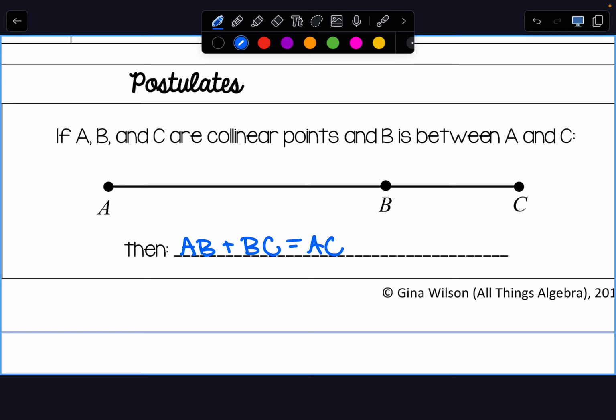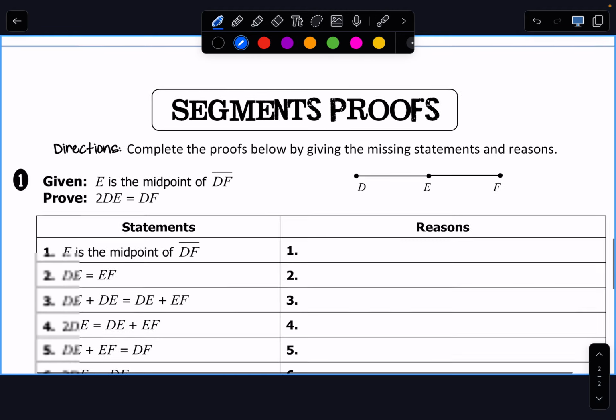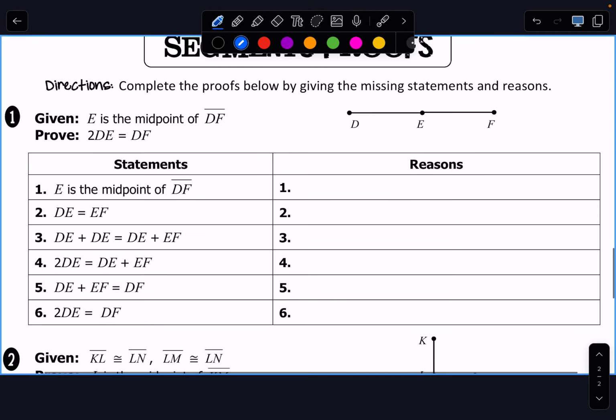Okay? Now, not every time are you going to need to use this. However, if you have a segment with 3 points, it might be helpful. Maybe, maybe not. Okay? Okay. Go to the next page.